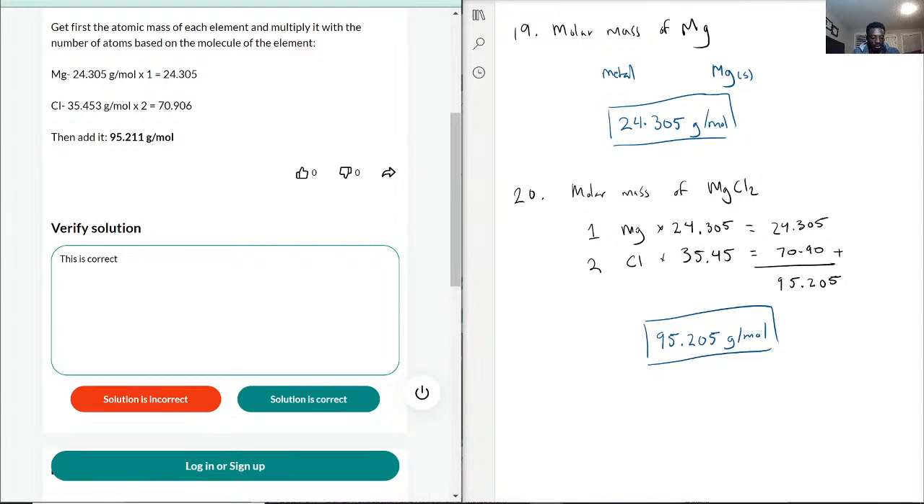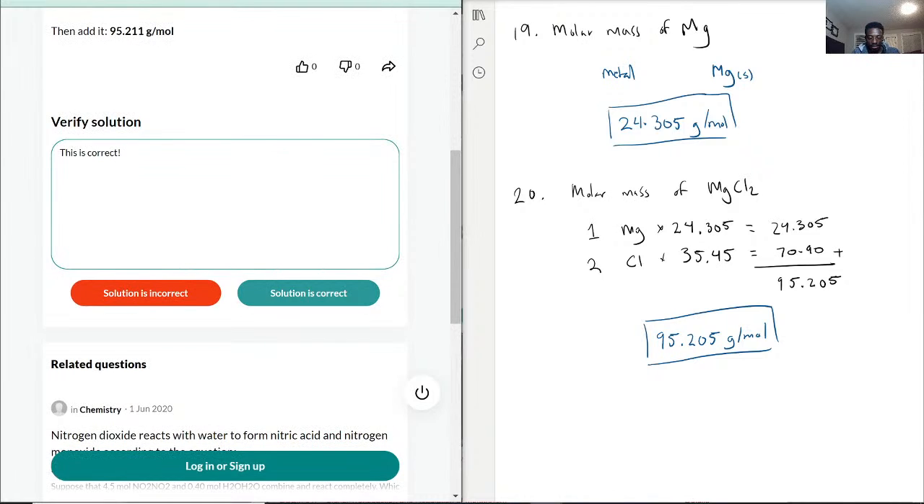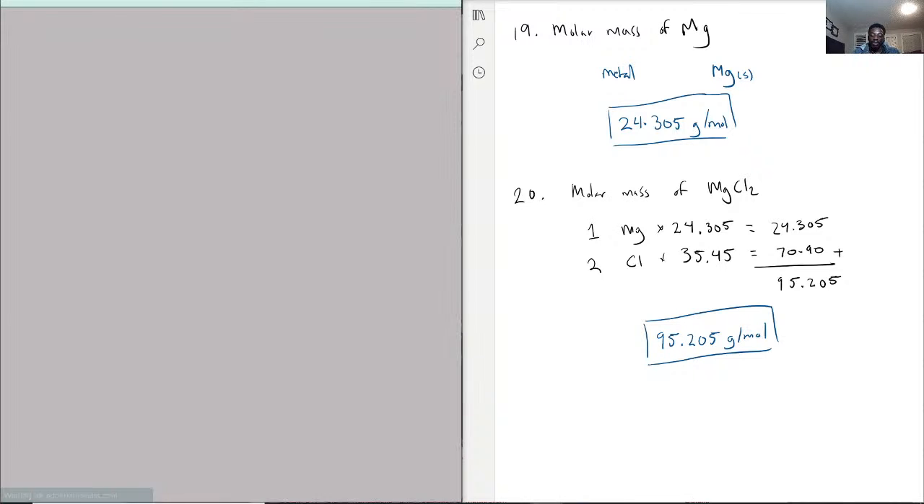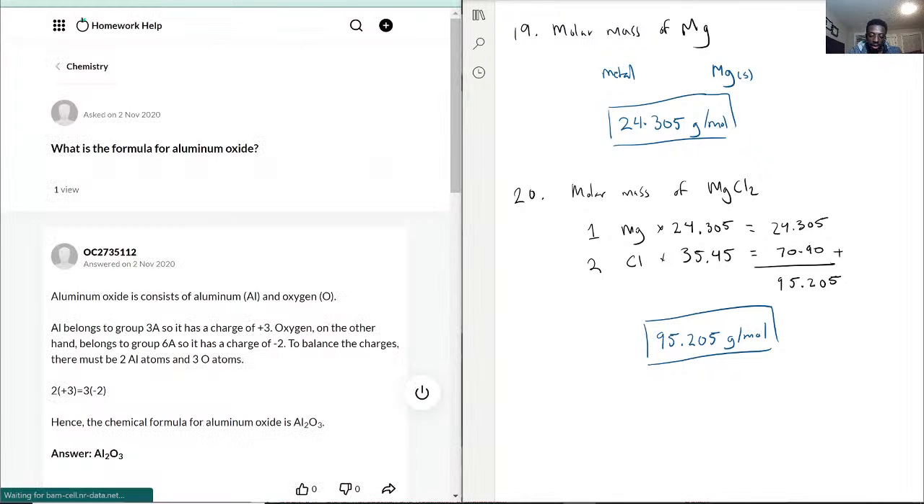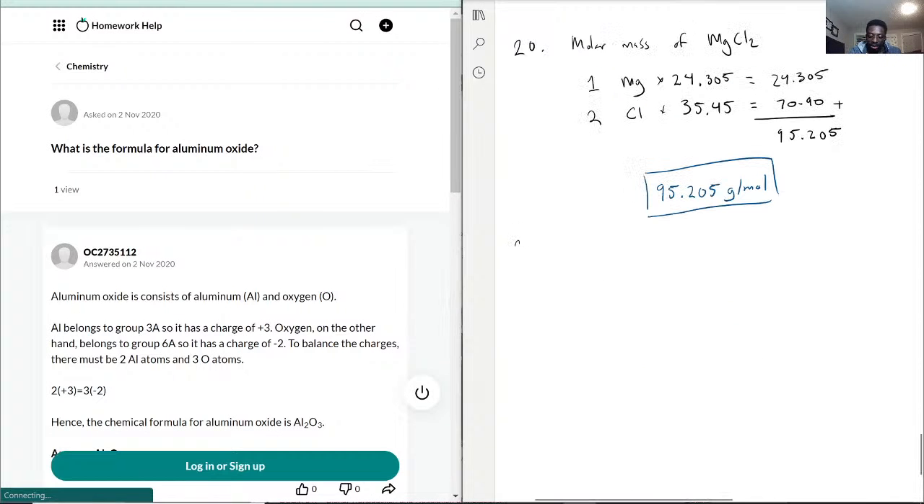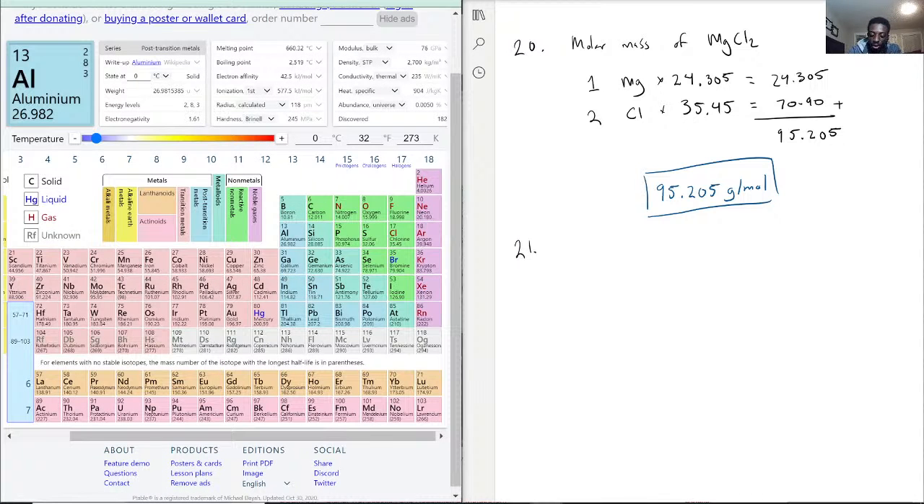And now we've answered these 20 questions, and we're going to keep on going for tonight. Let's see, question 21. What is the formula for aluminum oxide? So this actually needs to refer to our periodic table.